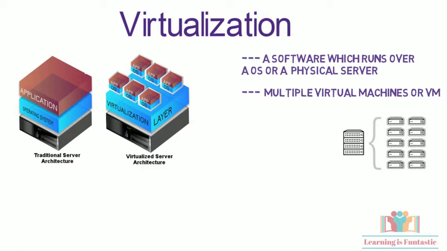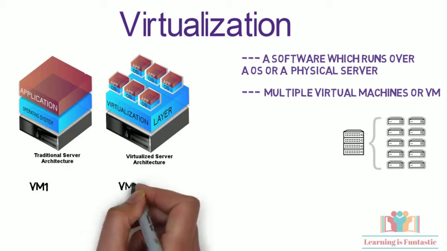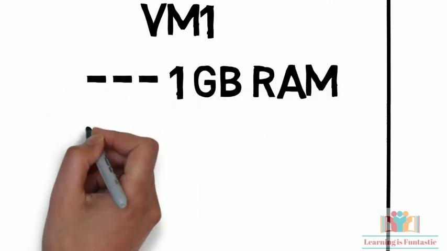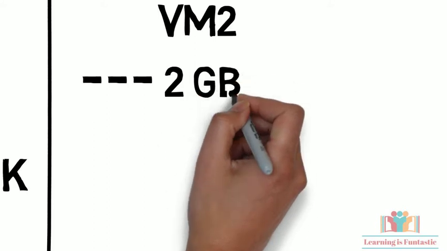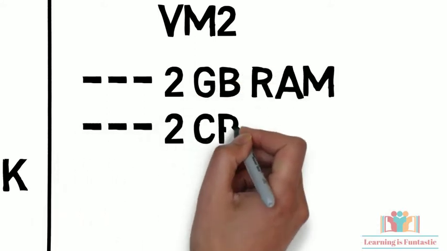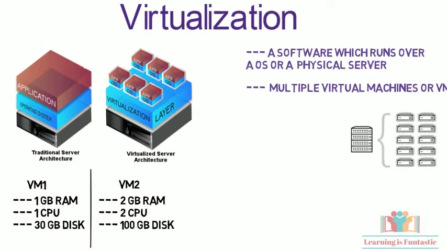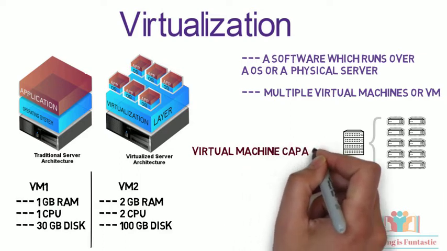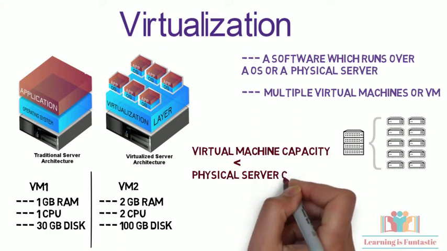Virtualization creates the virtual hardware for a VM. Each VM can be configured with different parameters. For example, we can configure VM1 with 1 GB RAM, 1 CPU, and 30 GB hard disk, whereas VM2 can be configured with 2 GB RAM, 2 CPU and 100 GB hard disk, or with any configuration we want. One thing we must understand is that total virtual machine capacity is always less than total physical server capacity.